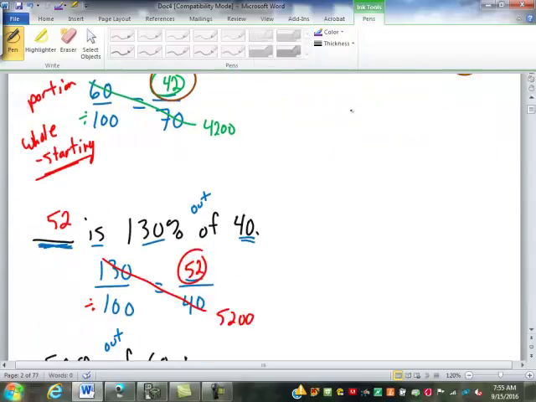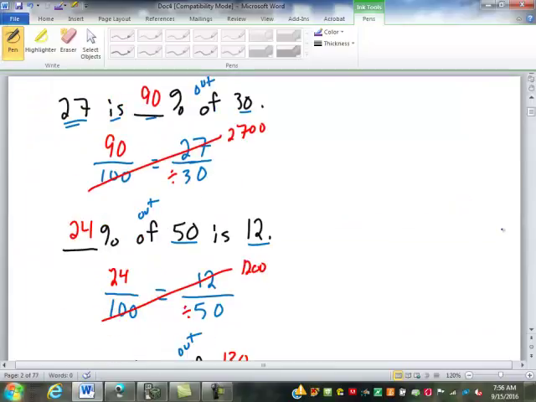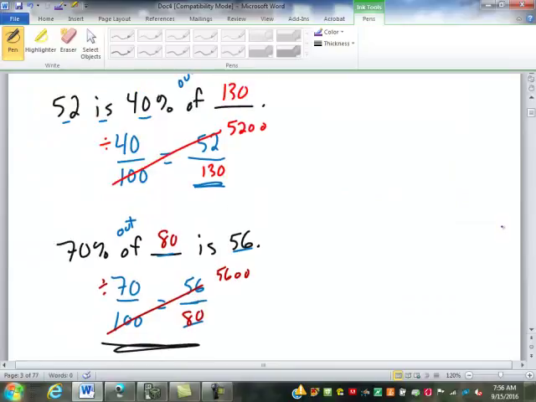So this one down here, 130% becomes 1.3. 40 times 1.3 is 52. Seeming simple and quick, right? Here's the problem. Get down here. 40% is 0.4, but guess what? It's not going to be 52 times 0.4. Down here, we have to do 52 divided by 0.4.